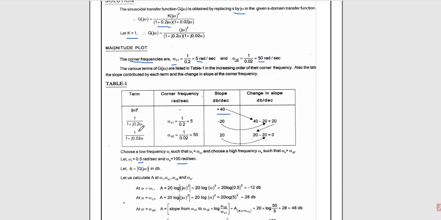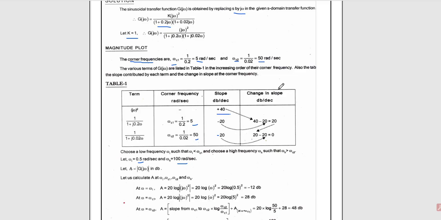Then for 1 by (1 plus 0.2 j omega), here we have 1 s. j omega is nothing but s. So we have one j omega in the denominator, so we get a slope of minus 20. In the same way for this one also, the slope is minus 20. So both are minus 20, and for omega c1 the corner frequency is 5, and here the corner frequency is 50. Both slopes are minus 20 since both are in the denominator.